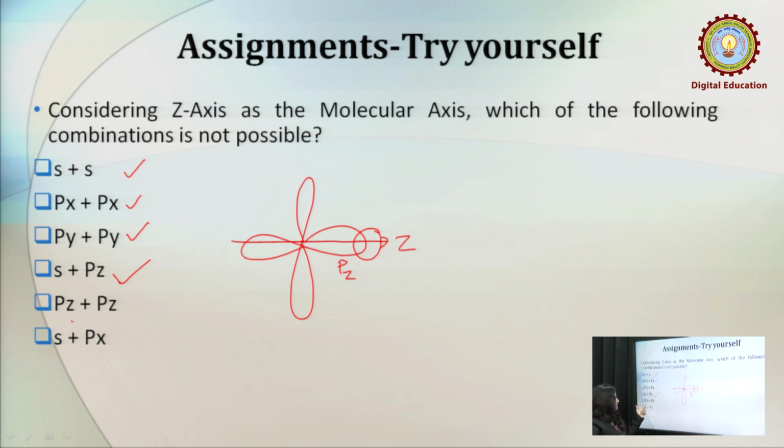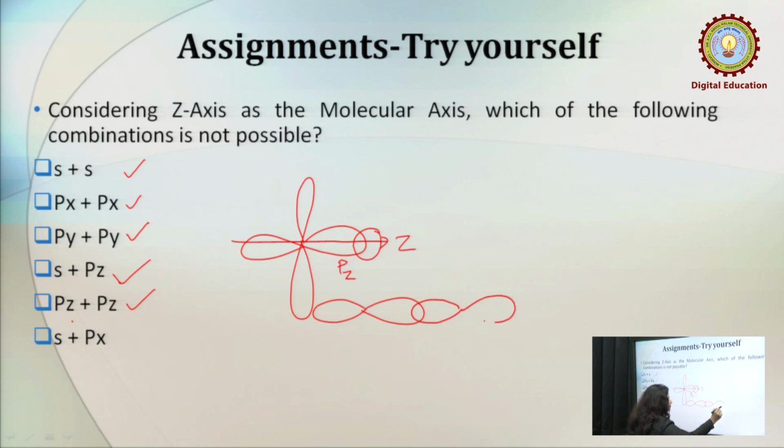And similarly, Pz and Pz combination is possible or not possible? Yes, it is possible. Why? You can show it in this manner: Pz and Pz, this is the molecular axis. So, Pz and Pz combine together and they lead to the formation of sigma molecular orbitals. Now, last option, S plus Px possible or not possible? No, this is not possible.